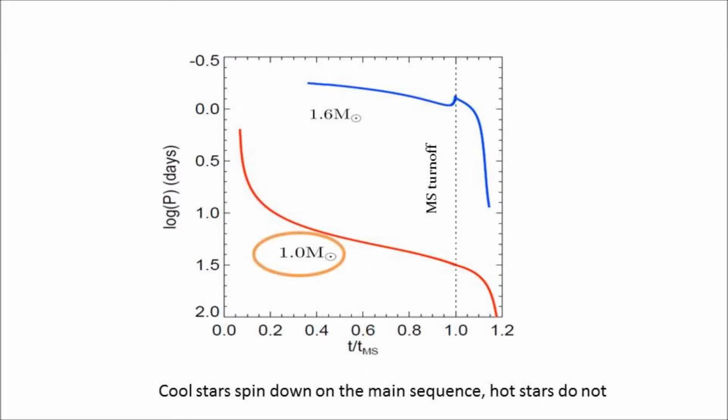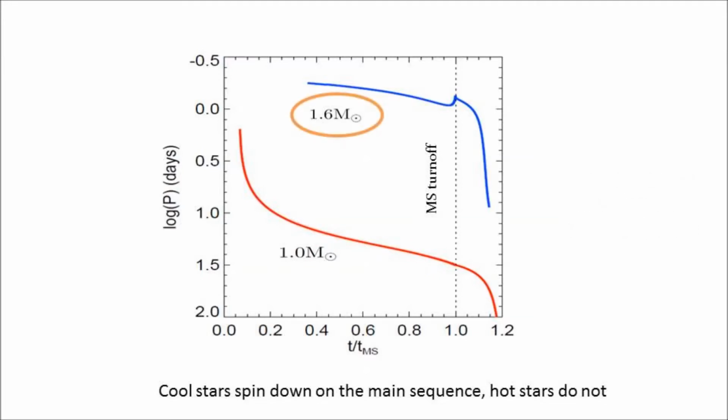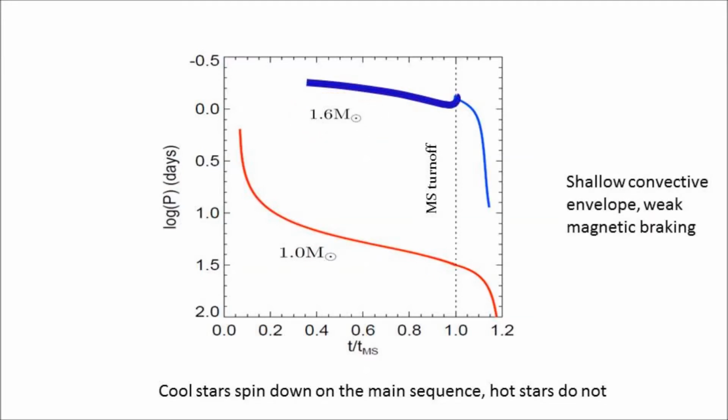Cool dwarfs, below 6200 Kelvin, have deep convective envelopes and lose angular momentum on the main sequence and subgiant branch, and as a result they are slowly rotating for the majority of their lives. Hot stars, on the other hand, have very thin convective envelopes and weak magnetic braking and angular momentum loss. They're therefore born rapidly rotating and remain rapidly rotating on the main sequence.